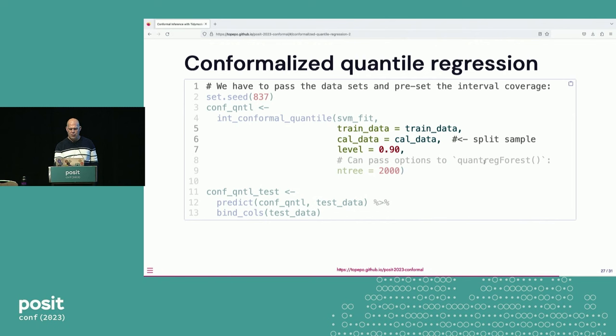QRF function, for quantile regression forests. Anything you want to pass to that function, you can do here. So I'm going to bump up the number of trees to 2,000. And then to get the actual intervals, it's a little bit more simplistic.